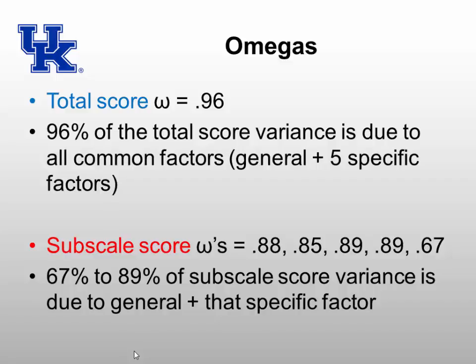What were our omegas? For the total score, it was an omega of 0.96. You can kind of think about it like a Cronbach's alpha in terms of internal consistency, except that it's model-based. So 0.96 means 96% of the total score variance is due to all common factors, which is good. We'd like to see that nice and strong. And for the subscale scores too, this one is a little low. The rest of them are looking pretty okay.